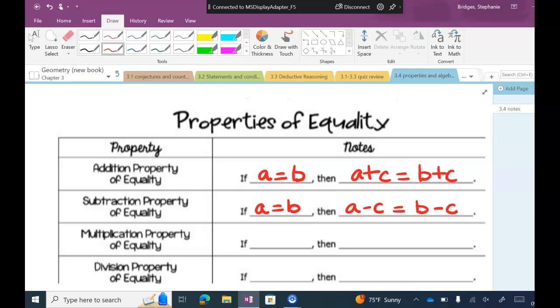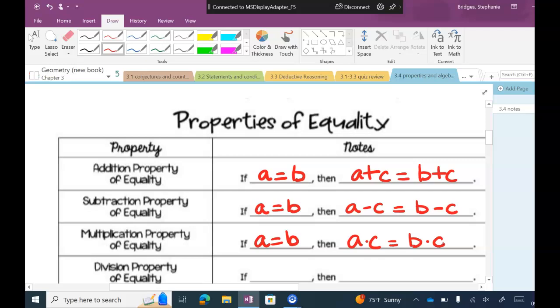All right, next is the multiplication property of equality. Again, if A is equal to B, the multiplication property says I can multiply both sides of this equation by the same number, so A times C would equal B times C. What you do to one side of an equation, you have to do to the other. Everybody okay so far?